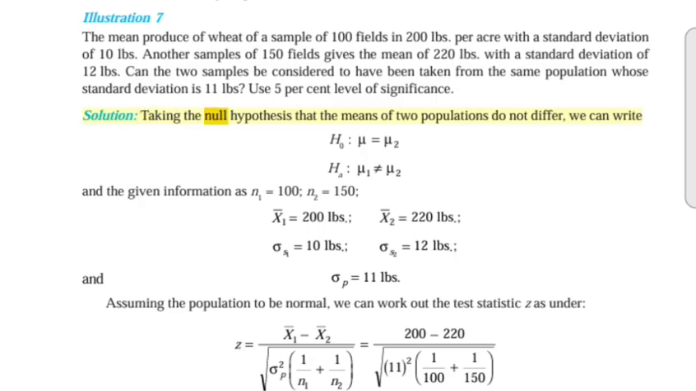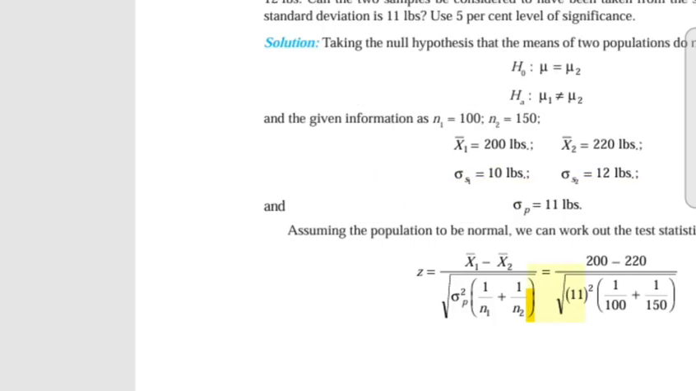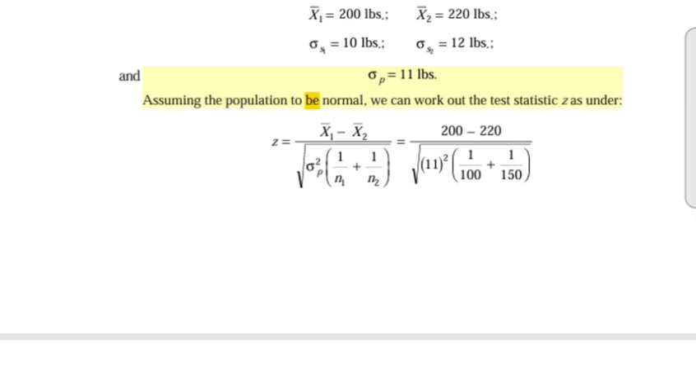Solution. Taking the null hypothesis that the means of two populations do not differ, we can write H0: mu1 equals mu2, Ha: mu1 does not equal mu2, and the given information is n1 equals 100, n2 equals 150, x bar 1 equals 200 pounds, x bar 2 equals 220 pounds, sigma 1 equals 10 pounds, sigma 2 equals 12 pounds, sigma p equals 11 pounds. Assuming the population to be normal, we can work out the test statistic Z as under.